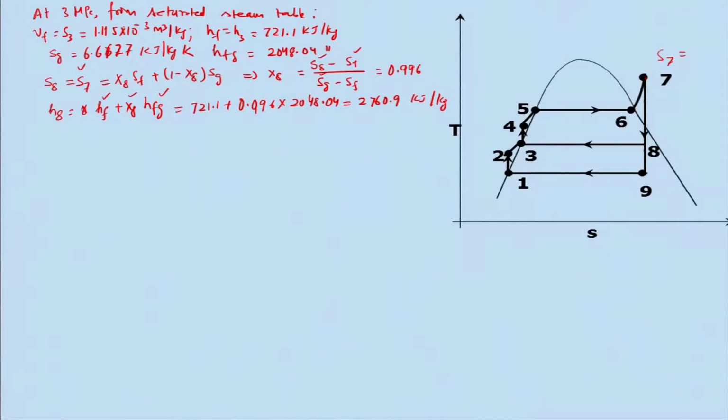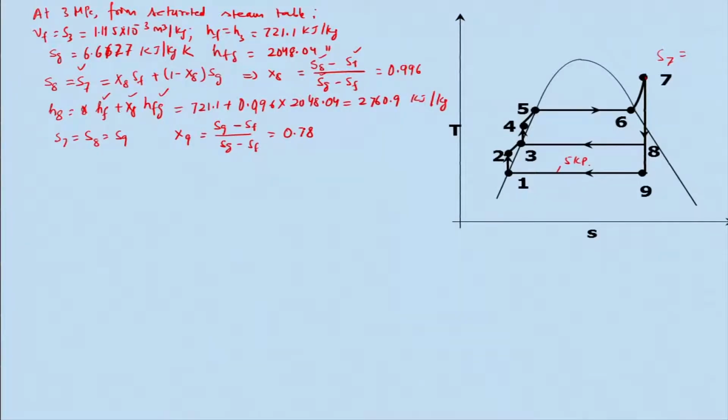In a similar way, I can find out X9, because we know that S7 is equal to S8 is equal to S9. So, similarly I can find X9 is equal to S9 minus SF divided by SG minus SF, and this SG and SF correspond to what pressure? That is basically 5 kilopascal. When you put that, you will get 0.78. Are you getting?